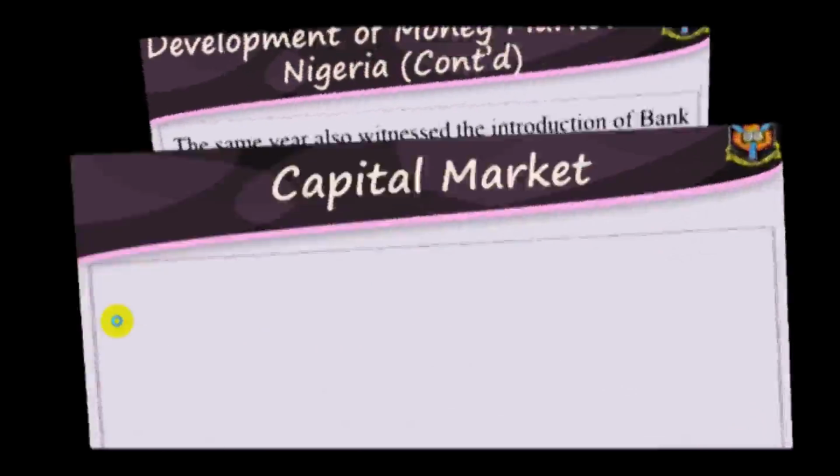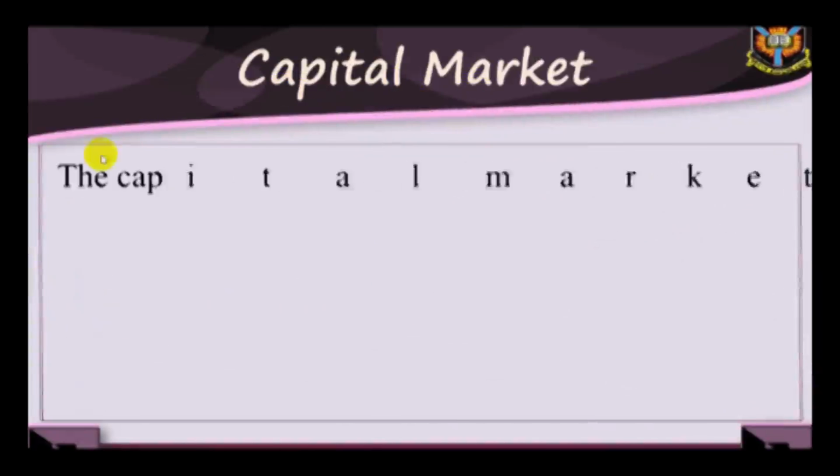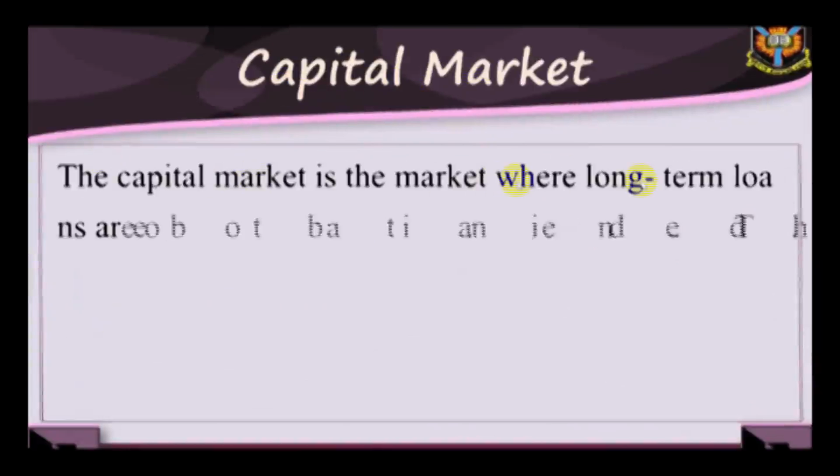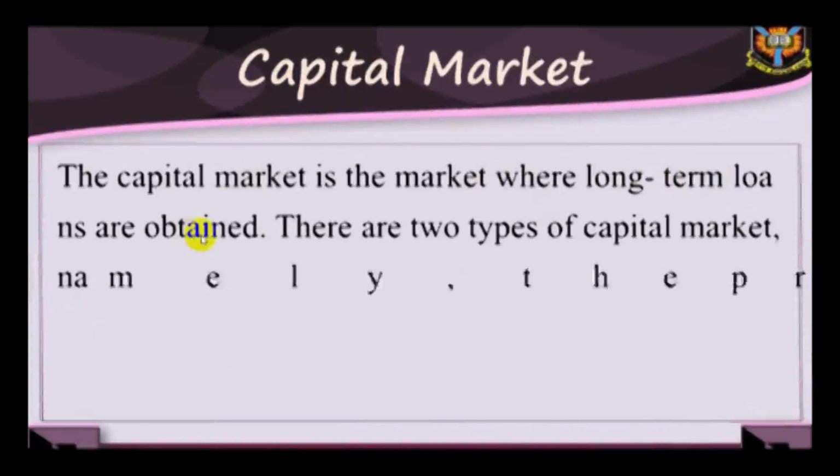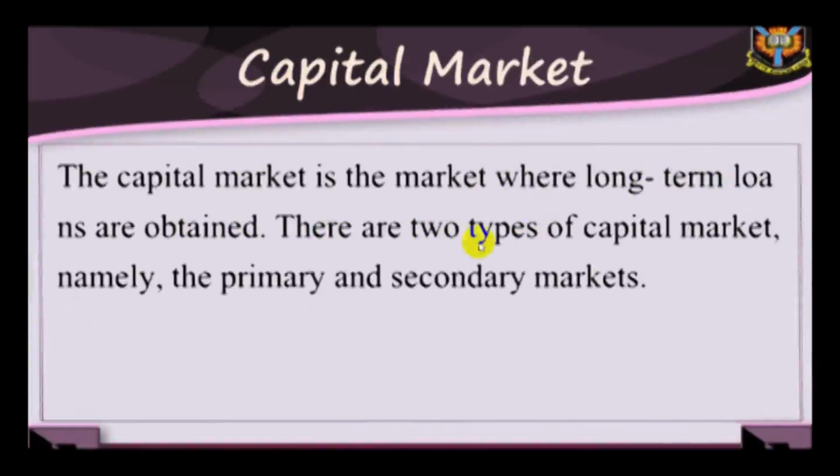Capital market. The capital market is the market where long-term loans are obtained. Put differently, this is a market for the transactions of long-term debt and equity obligations. There are two types of capital market, namely the primary and secondary market.